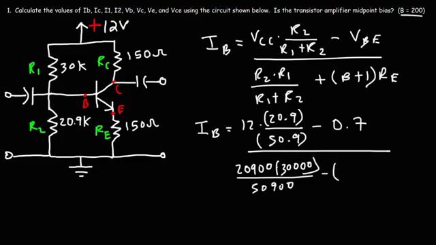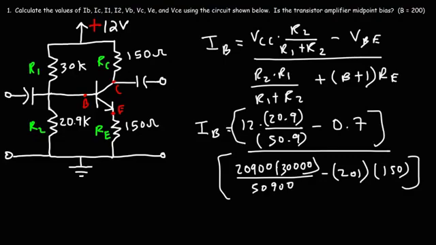Beta is 200. Add 1 to that, that's 201. And then RE, the resistance at the emitter pin, is 150 ohms. Make sure to put this all in parentheses, and the same is true for the numerator if you're going to type it straight into your calculator. So let's go ahead and plug this in. Now, I almost made a mistake here. That should be a plus sign, so let's make that correction. Give me a minute while I plug this in.